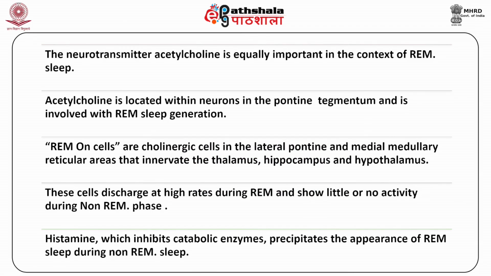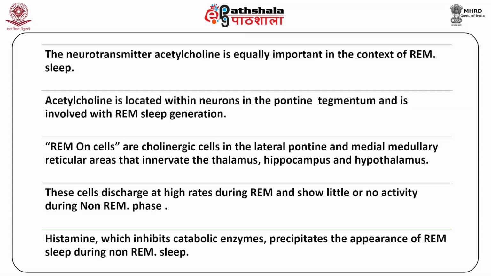Studies also indicate that the appearance of PGO waves, activation of neurons in the pons, lateral geniculate nucleus of the thalamus and occipital cortex appear only when the serotonin containing neurons are silent. The PGO waves are the first indication of the initiation of REM sleep. The neurotransmitter acetylcholine is equally important in the context of REM sleep. Acetylcholine is located within neurons in the pontine tegmentum and is involved with REM sleep generation.